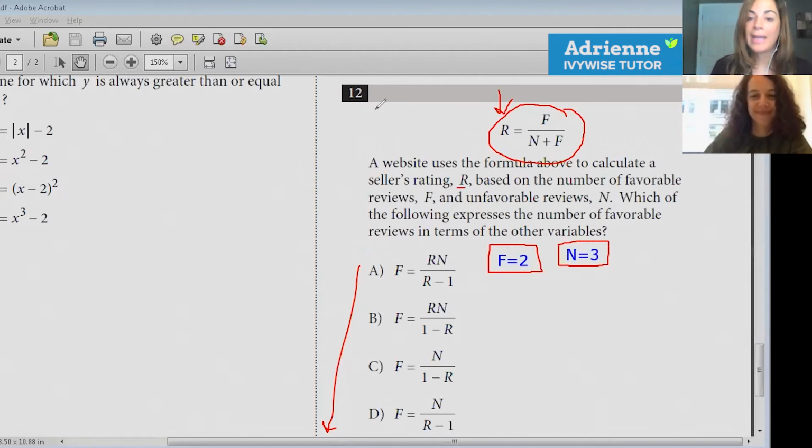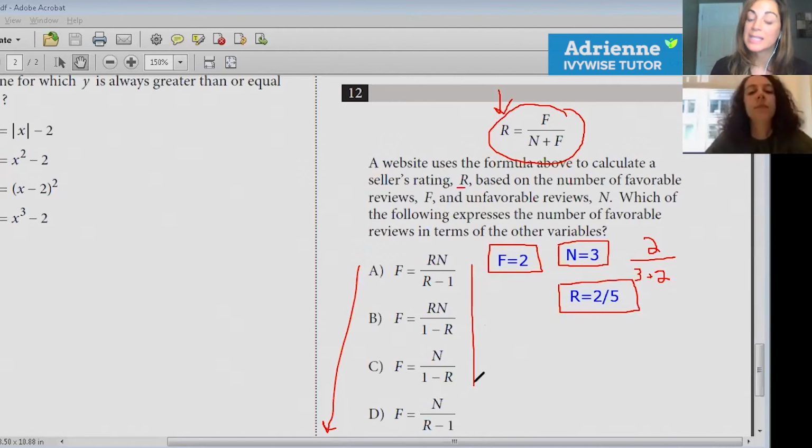And so now we're going to calculate R. So we're going to have 2 over 3 plus 2. And what do we get there for R? What's R going to equal? 2/5. Perfect. And that is going to be one of our other variables, so I'm just going to mark it with a box. And now that we have all 3 variables, we're going to check all 4 answer choices to see which one equals our number 2 for F.